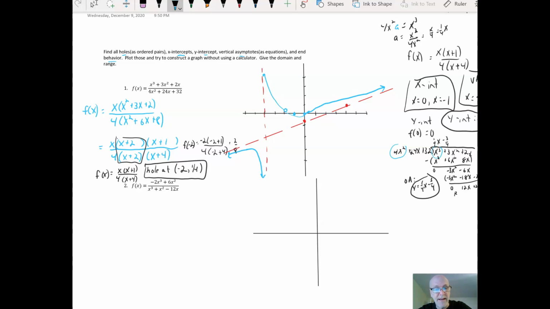Not so bad of an idea to label our hole, even though it's there. -2, 1/4. To label our x-intercepts, this is supposed to be an intercept at -1, and then there's one at 0, and that's about it.